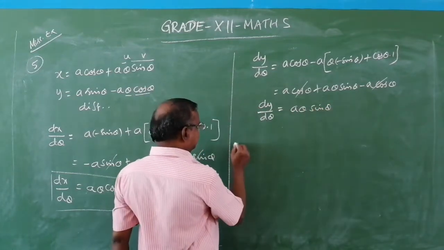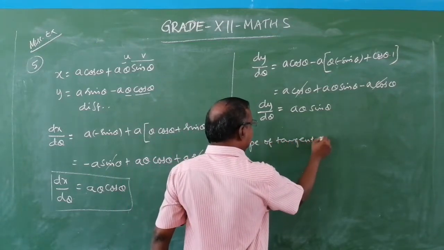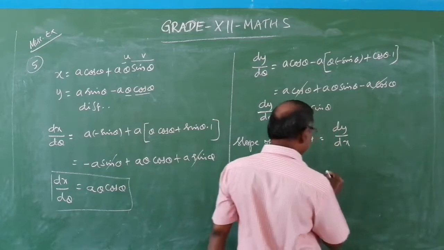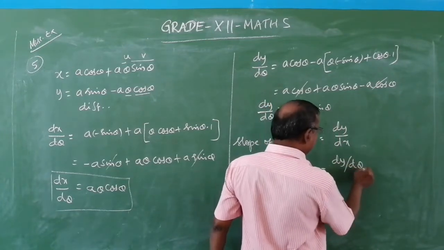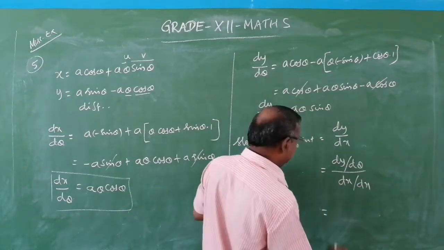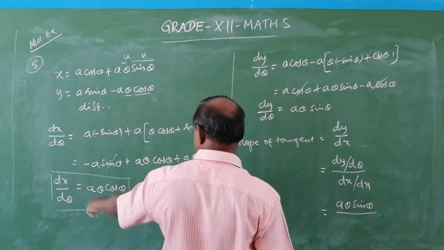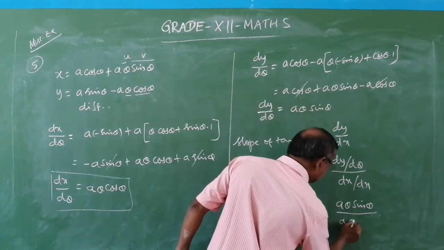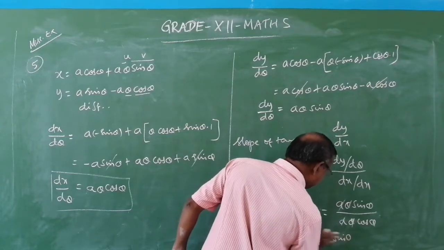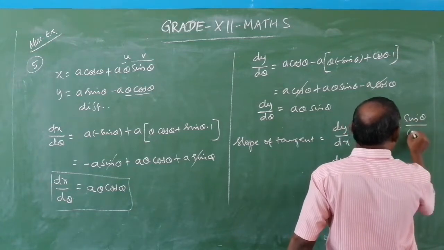Now, slope of tangent is equal to dy by dx at any point theta, which is equal to dy by d theta divided by dx by d theta. Dy by d theta equal to a theta sin theta divided by dx by d theta equal to a theta cos theta. So which is equal to sin theta by cos theta. So, m equal to sin theta by cos theta.